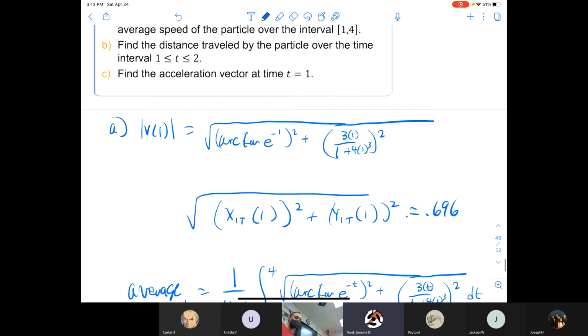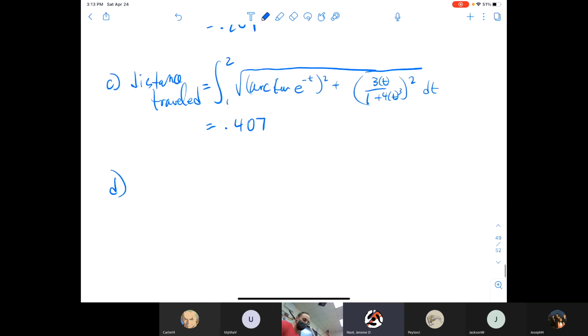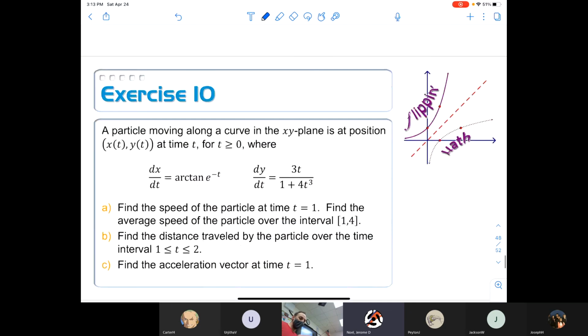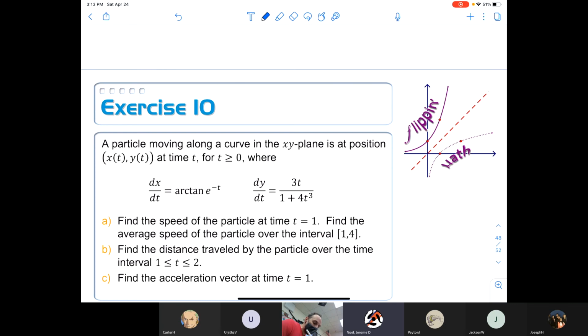Find the acceleration vector at time t equals 1. Take the derivative of the velocity. Yes. All right, so let's go ahead and find the derivatives right here. I want the second derivative of x with respect to time. There's no chain rule here because they're already with respect to time. So its derivative, you have to use the chain rule on it.